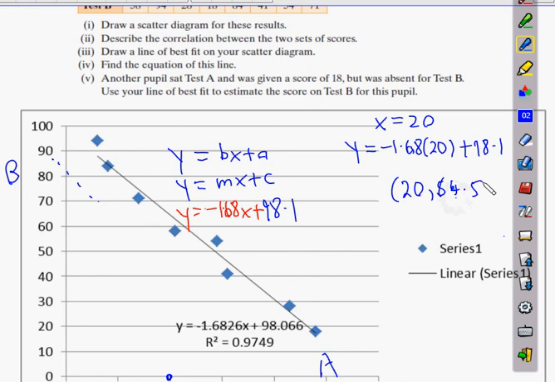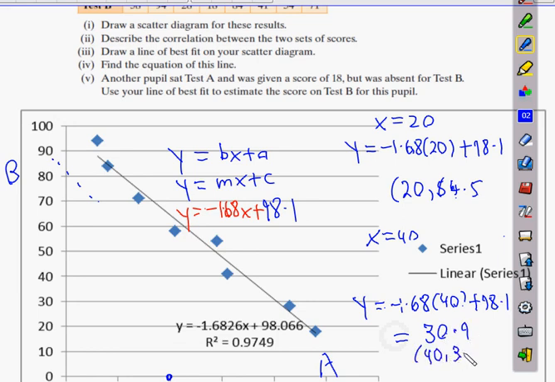I'll enter in another value. How about, I don't know, 40. This time x equals 40. What can we get this time? When x equals 40, y equals minus 1.68 multiplied by 40 plus 98.1. What do we get this time? 30.9. So this is the point 40 and 30.9.